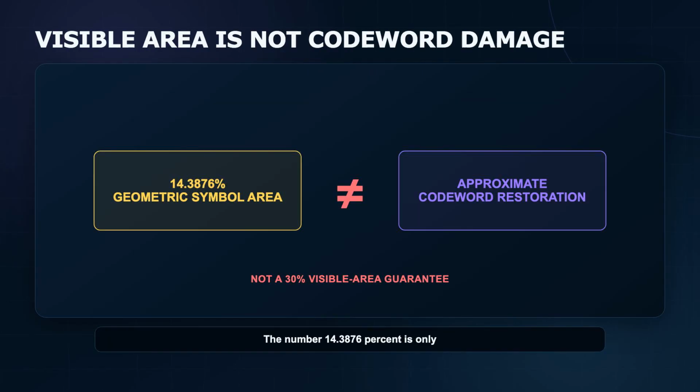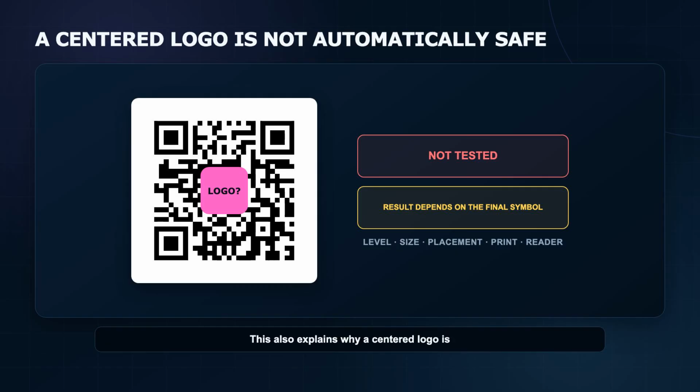The number 14.3876% is only geometry. It does not tell us how many code words were damaged, how that damage was distributed among correction blocks, or whether essential function patterns survived. That is why level H's approximate 30% code word figure cannot be converted into permission to erase 30% of any visible region. This also explains why a centered logo is not automatically safe.